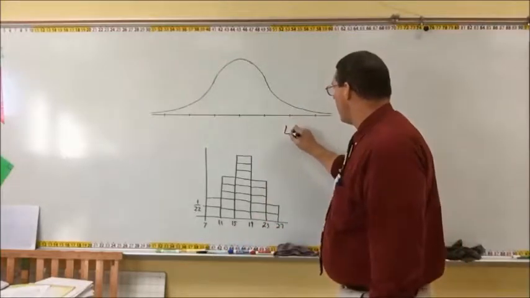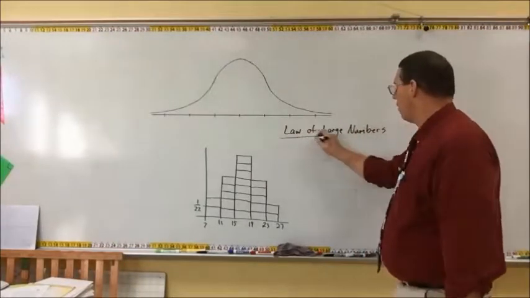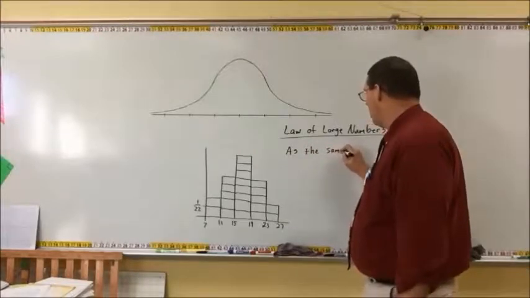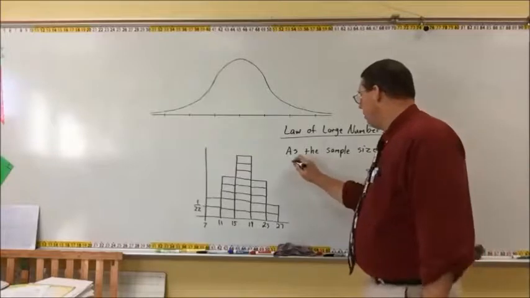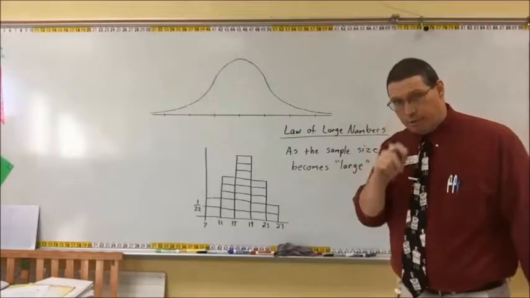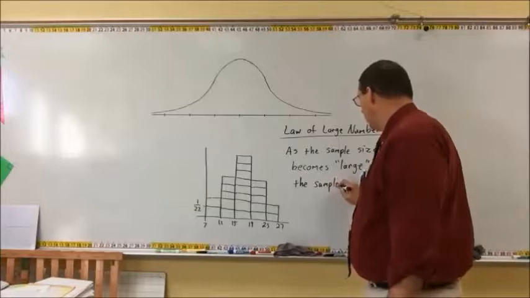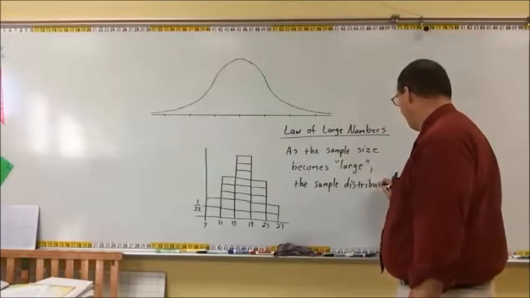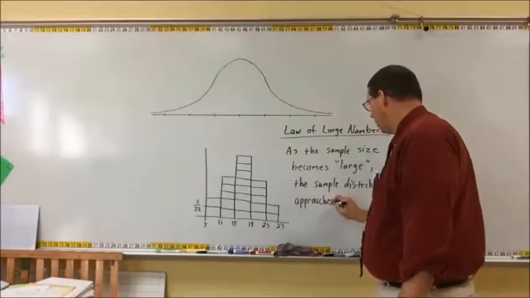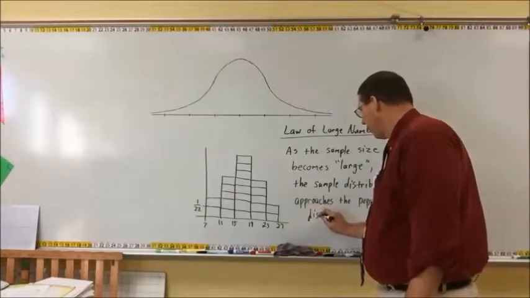And here's what the law of large numbers says. As the sample size becomes large, meaning a large number of observations, the sample distribution approaches, it becomes more like, the population distribution. Okay?